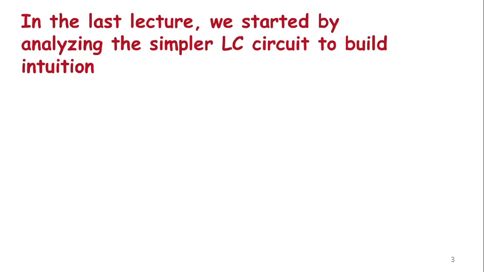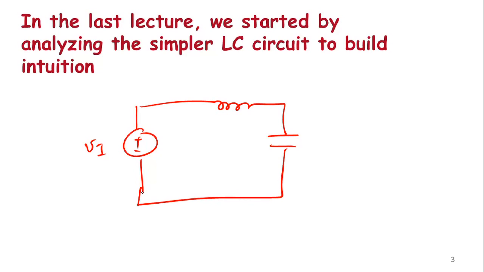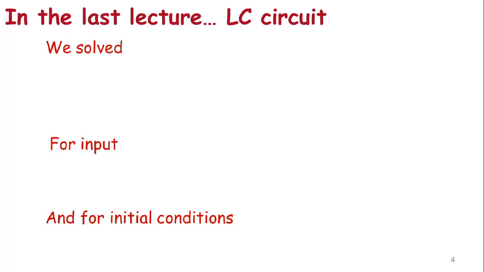In the last lecture we started by analyzing the simpler LC circuit without the resistance. Here is what we studied: voltage VI, inductance L, and a capacitance C, and a node with voltage V, and this was my current I. We said let's start by analyzing that, and in doing so, the first step, we wrote the differential equation that governed the dynamics of that system.